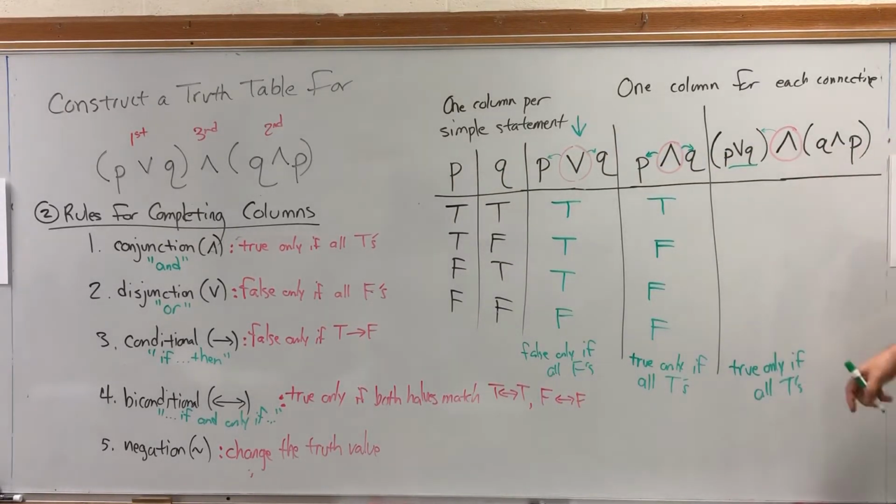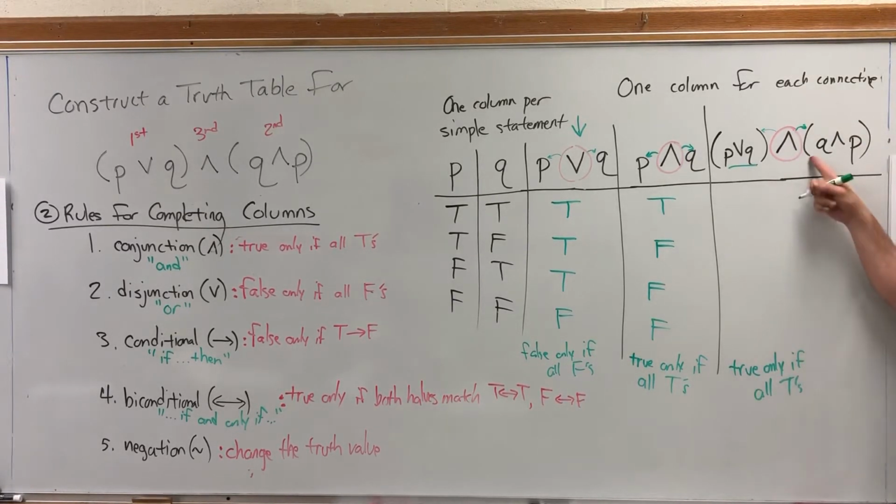Going back to the column we're completing, look to the right of the connective, and the symbol immediately to the right of the connective is the parentheses. Anytime the symbol on either side immediately is a parentheses, you look at the parentheses contents. So I need the column that is Q conjunction P.